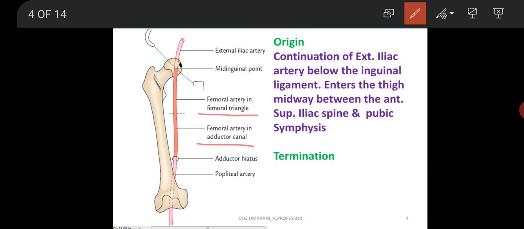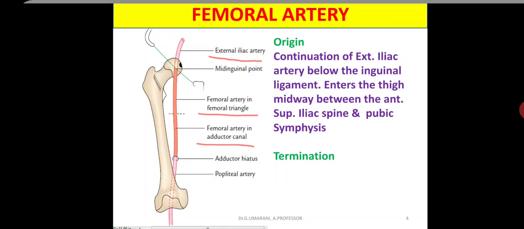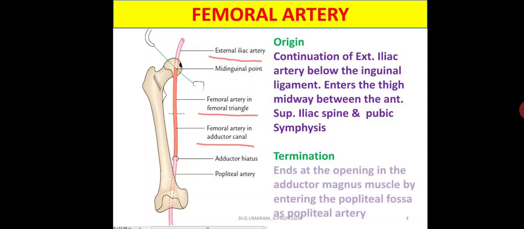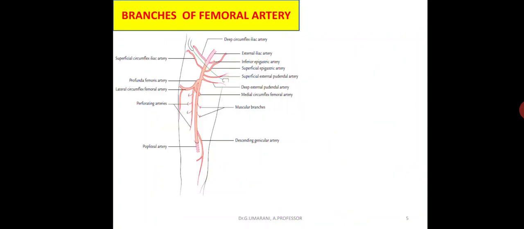Once arising from the external iliac artery at the mid-inguinal point, it passes down, lies in the femoral triangle and enters the adductor canal. It terminates at the opening in the adductor magnus muscle, entering the popliteal fossa as the popliteal artery. So the femoral artery continues from the external iliac artery at the mid-inguinal point and ends as the popliteal artery at the adductor hiatus. Now we'll see the branches of the femoral artery.